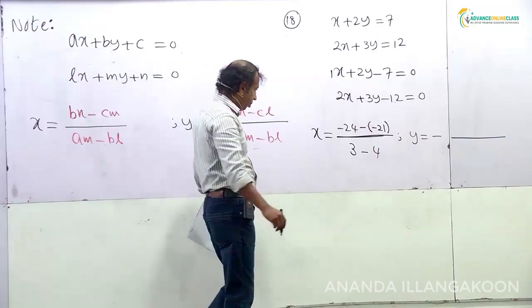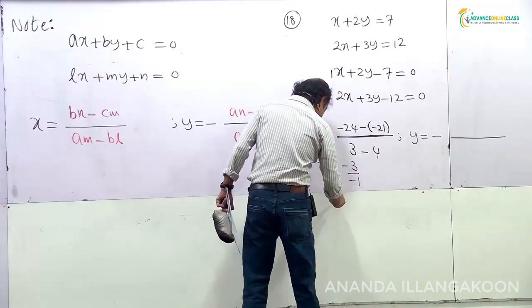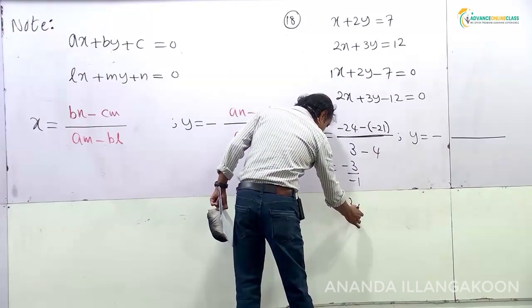No? Minus 3 divided by minus 1. What is that? 6. X equals 3. Right.